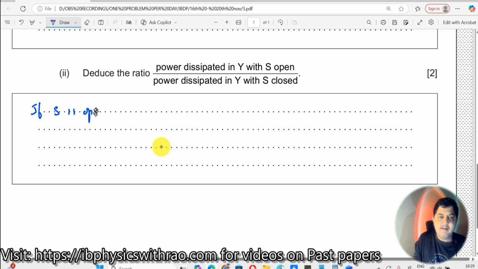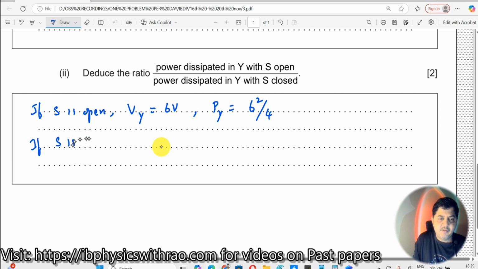If S is open, Vy is equal to 6 volt. Then the power dissipated Py would be equal to 6 square divided by 4, right? So this is the power you get. I'm not going to calculate anything, I'm just writing this out here.